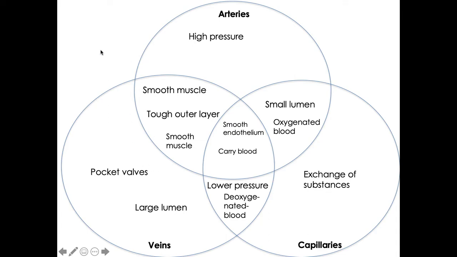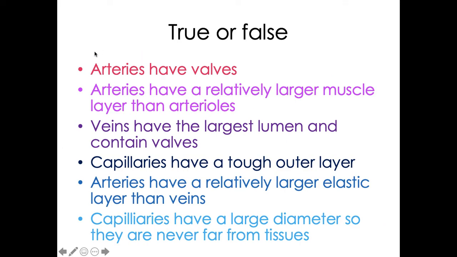This is a little Venn diagram activity. There's the answers for you. I'll ask you to do that later on in the task. Arteries have valves. Do we think arteries have valves? No, they don't. Arteries have a larger muscle layer than arterioles. Well, it is larger, but relative to the actual size of the arterioles, it's smaller. Veins have the largest lumen and contain valves. Is that true or false?